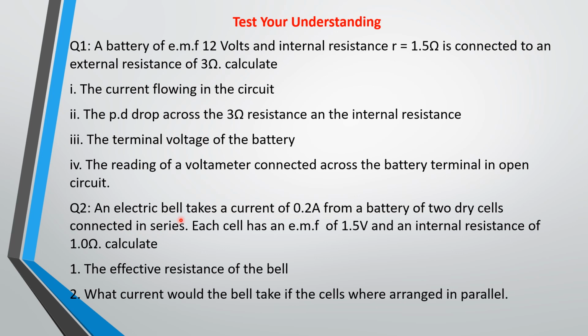Then this one says an electric bell takes a current of 2 amps from a battery of 2 dry cells connected in series. Each cell has an EMF of this and an internal resistance of this. You should know how to get your total resistance and then total EMF from each of the cells. Then you can now use your formula to get the effective resistance of the bell. Don't forget that the bell is an external resistance, so you are looking for external resistance. Then you can now use it to find when the cells are connected in parallel. So I've given you the hints.